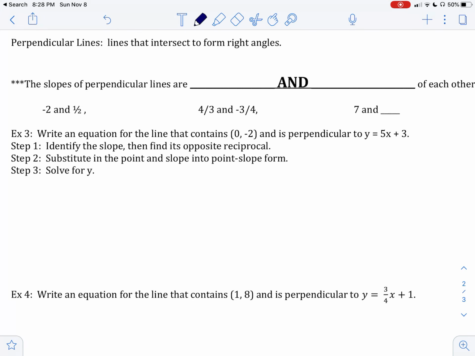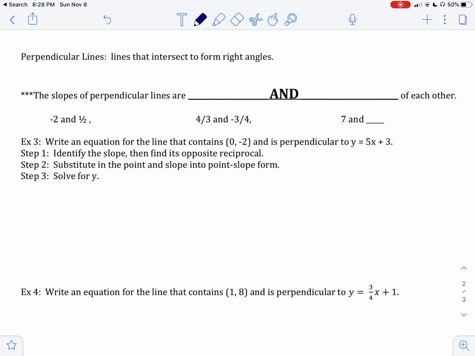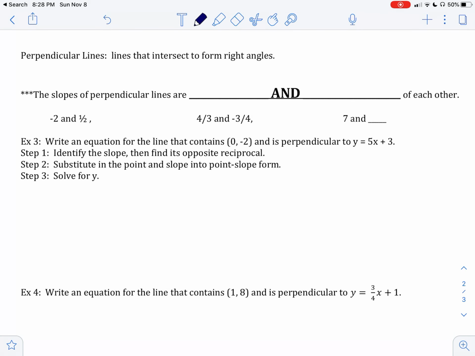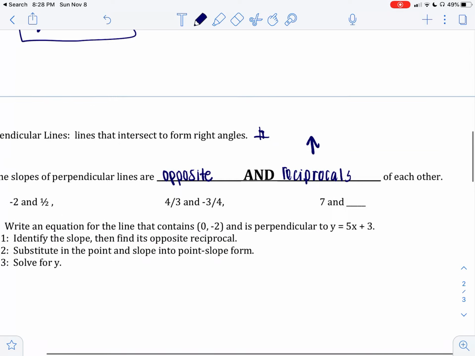Talking about perpendicular lines, they intersect to form right angles. Right angles, remember, form 90 degrees. A right angle is represented by a box there. The slopes of perpendicular lines are opposite, so one is positive and one is negative, and they're reciprocals. Their numerator and denominator are switched.